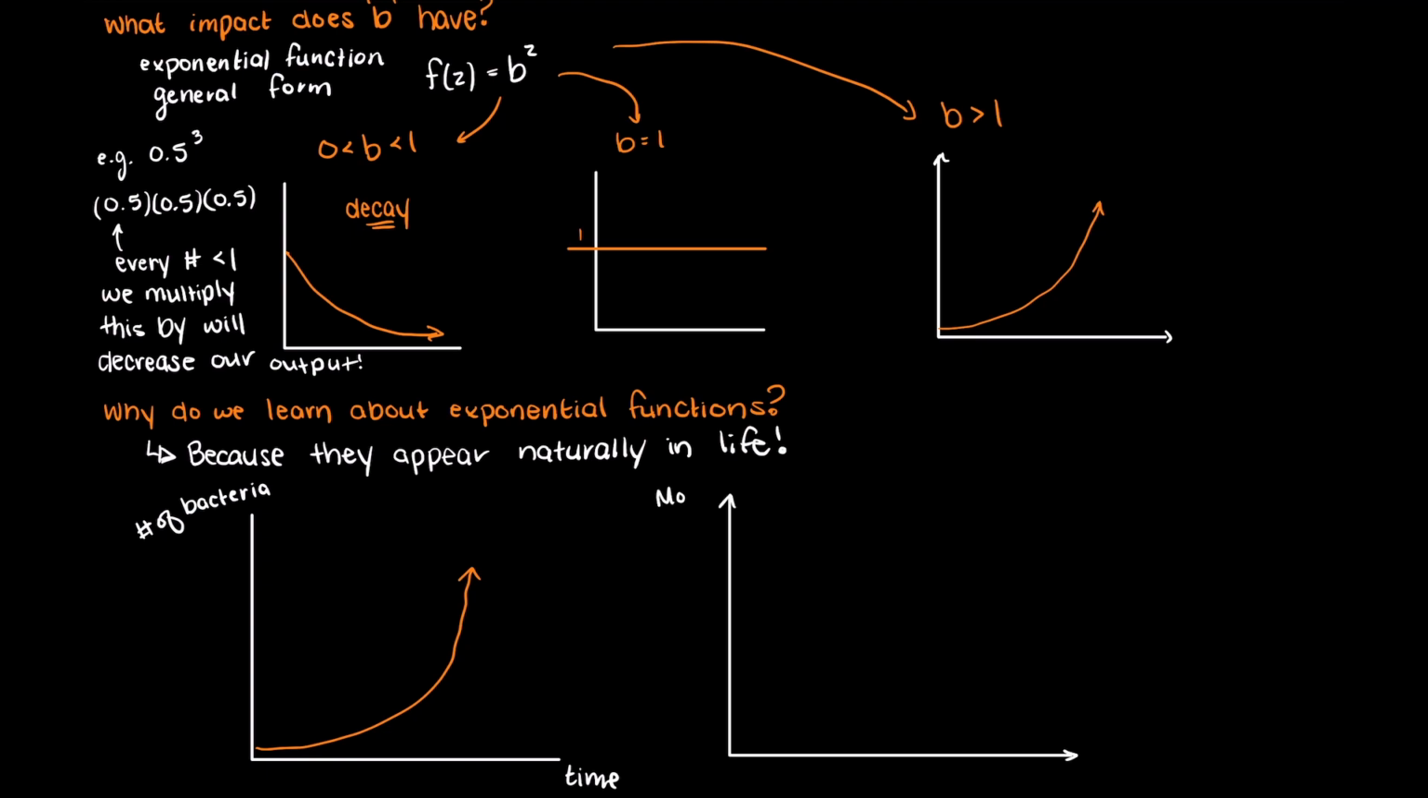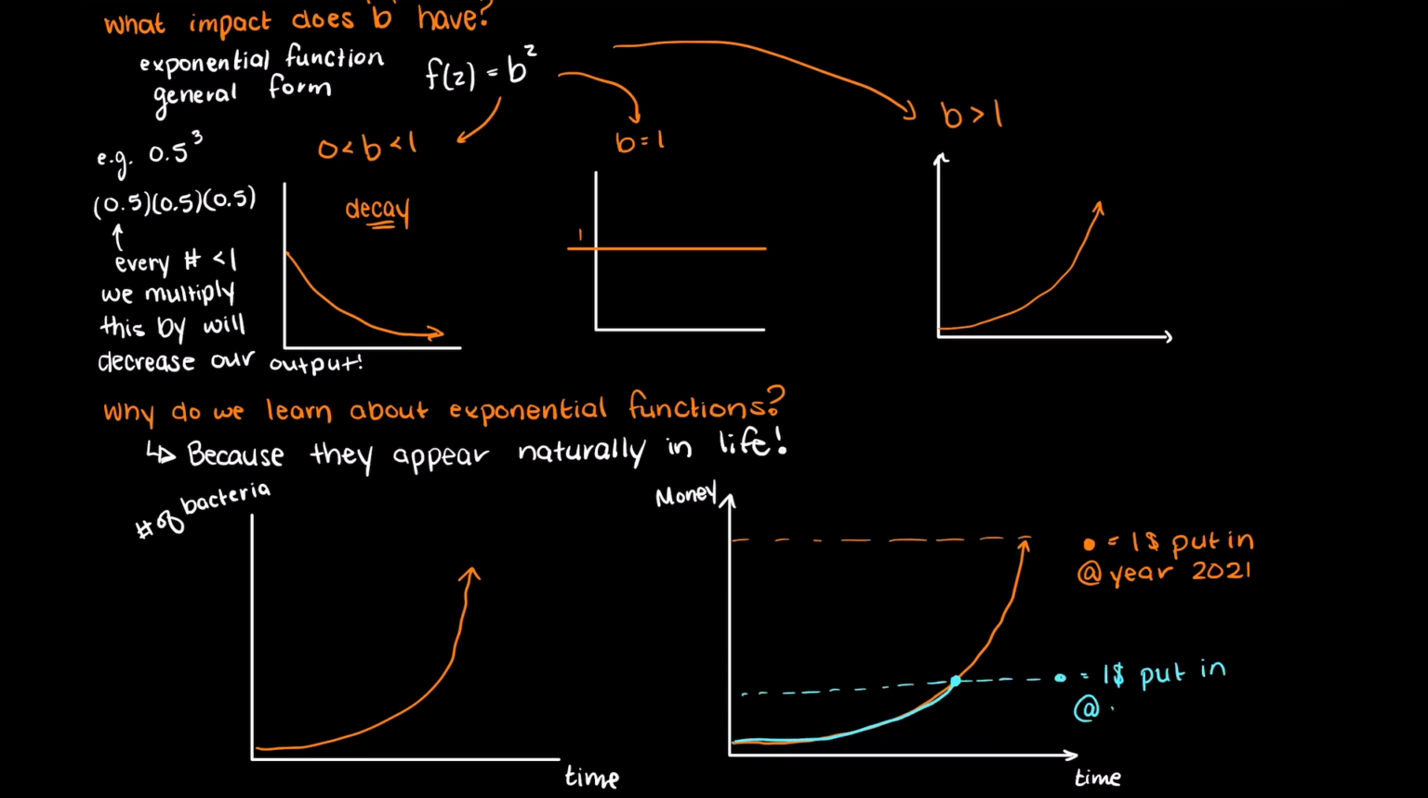And another example is money, which will always grow exponentially when compound interest is applied. This is why people suggest you start saving money for retirement as early as possible, as a dollar put in now, at year 2021, will have a lot more time to grow and exponentially grow than a dollar put in at year 2040, for example.